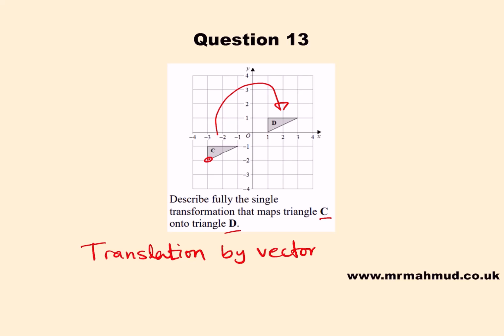So let's pick this point, and this is the corresponding point. So let's count 1, 2, 3, 4 across. So write 4, and then 1, 2 up, positive 2. So both positive, going right and up.